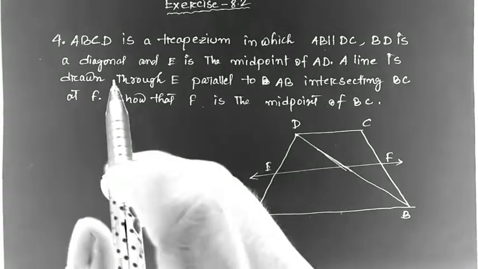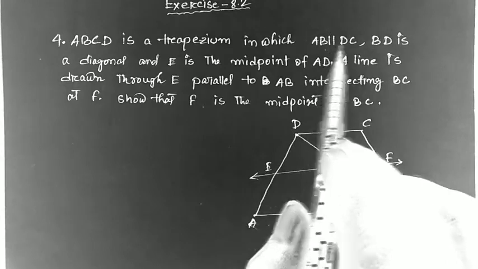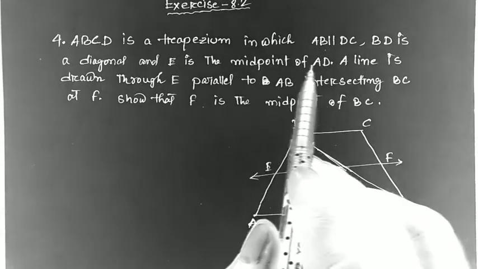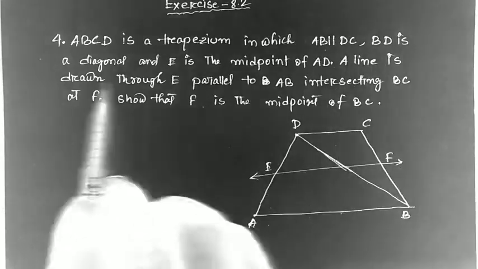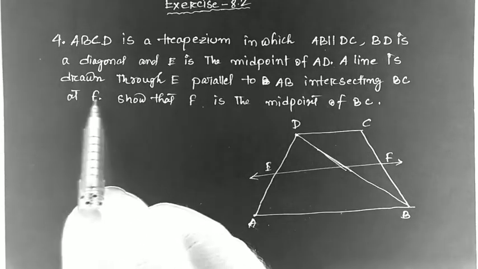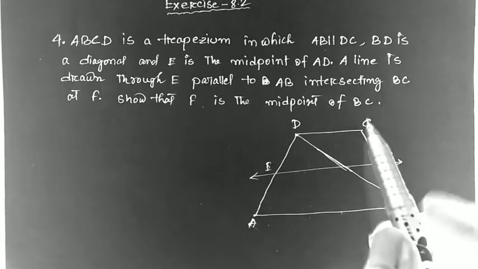The question says that ABCD is a trapezium in which AB is parallel to DC, BD is a diagonal and E is the midpoint of AD. A line is drawn through E parallel to AB intersecting BC at F, so that F is the midpoint of BC.